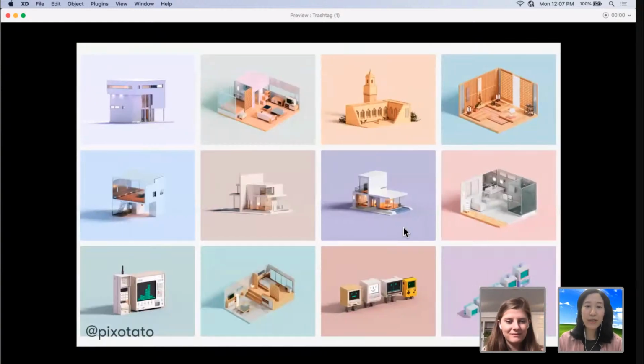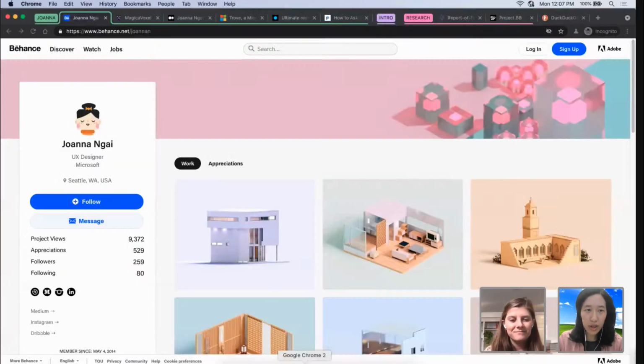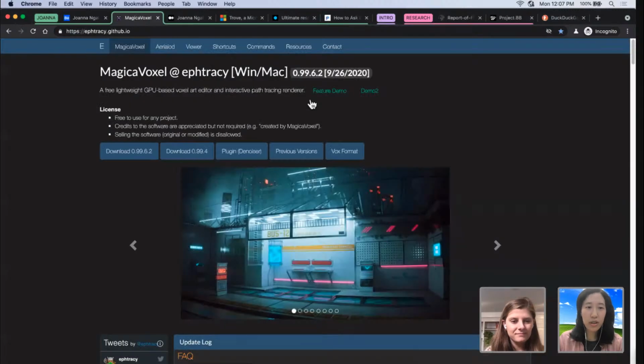Another thing about me is that I like to play with 3D tools. This was created using a tool called Magica Voxel, with all these different architectural designs, isometric renders, and even different buildings. I can show you that tool very briefly. It's a voxel art editor, and it's also free to download.